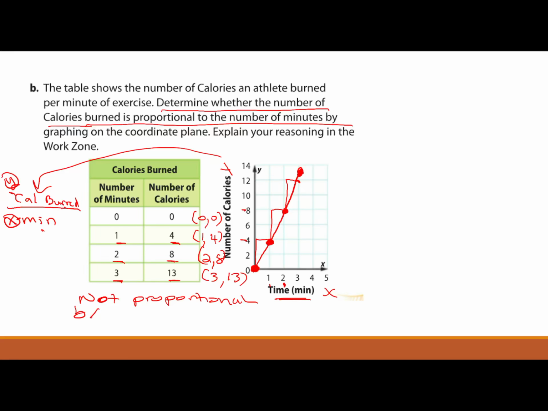Because, I'll write the word because. Line is not straight, even though it goes to the origin. O-R-I-G-I-N. Okay, it's not straight even though it goes through the origin. So this is not proportional.